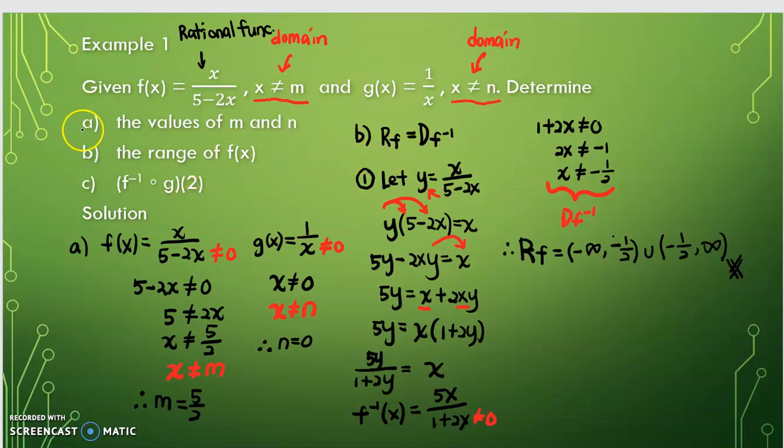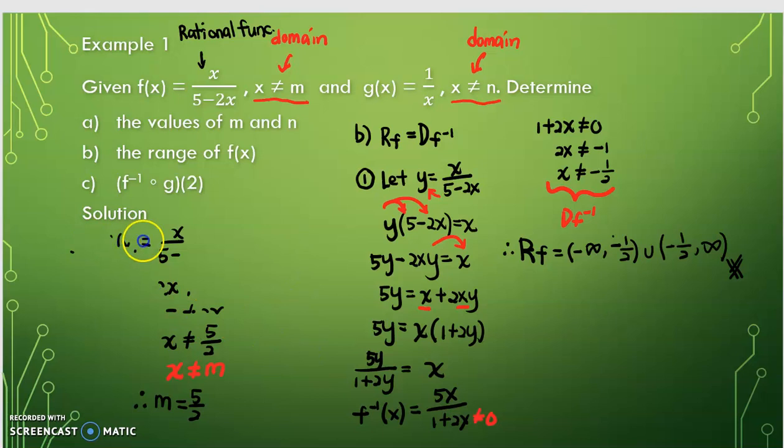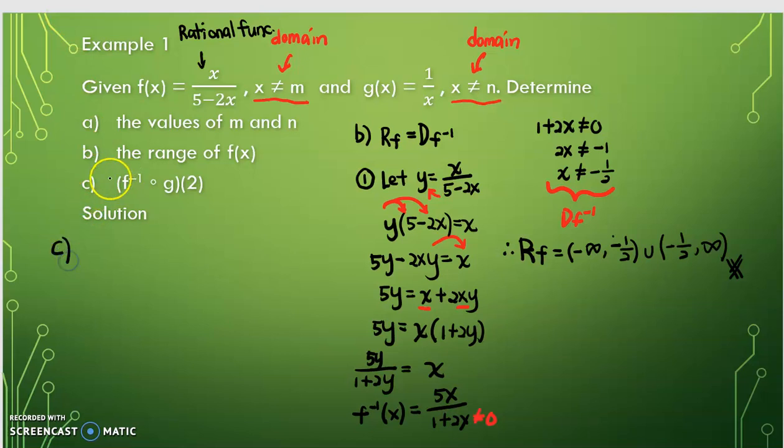Now we look at C. Because of not enough space, I erased some of this. Later on you can refer back. Now we look at C. So C is f inverse of g of 2. First I change to f inverse of g(2).